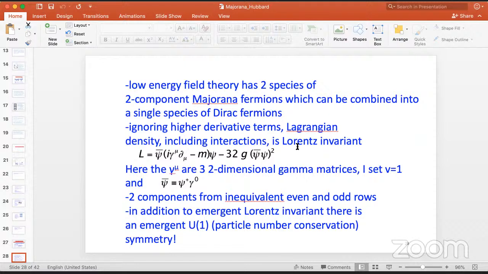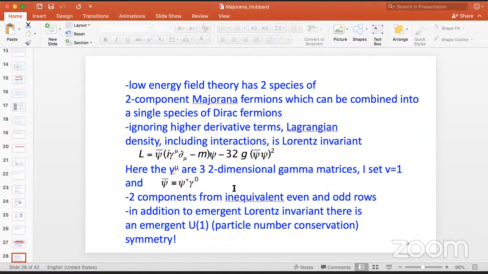So ignoring higher derivative terms, the Lagrange density is Lorentz invariant. Written in terms of these Dirac fermions, we have the usual Dirac fermion Hamiltonian. The mass term will be present if T2 is non-zero. We also have the interaction term, psi bar psi squared. The gamma mu are the usual 2-dimensional gamma matrices, and I've set the velocity to 1 for convenience. And psi bar is psi dagger gamma 0.